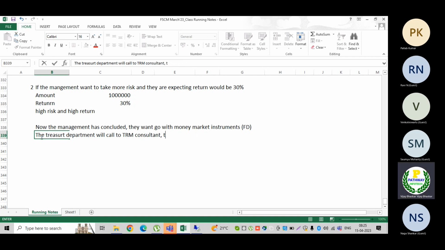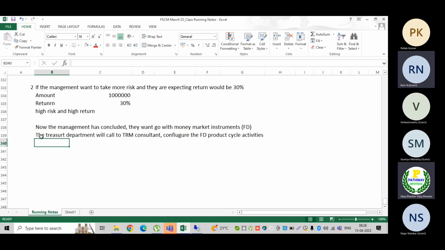Okay, they will call the TRM consultant to map or configure the product. Let's say they configure the fixed term deposit product cycle, the product cycle activities.